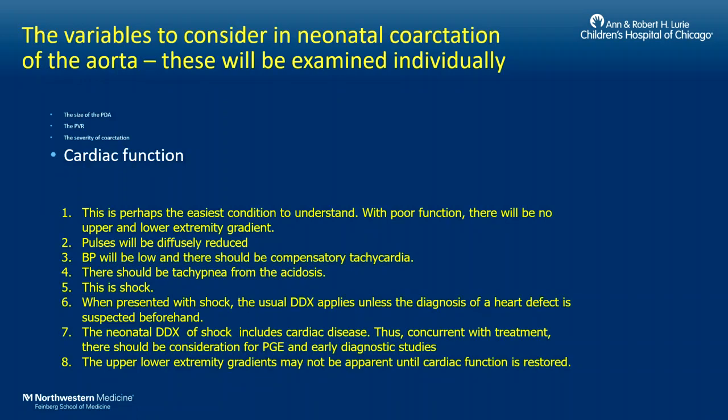Now, next variable is cardiac function. This is perhaps the easiest to understand. Poor cardiac function, there's not going to be any upper and lower extremity gradient. Pulses will be diffusely reduced. Blood pressure will be low, and there should be compensatory tachycardia. There should be tachypnea from the acidosis.